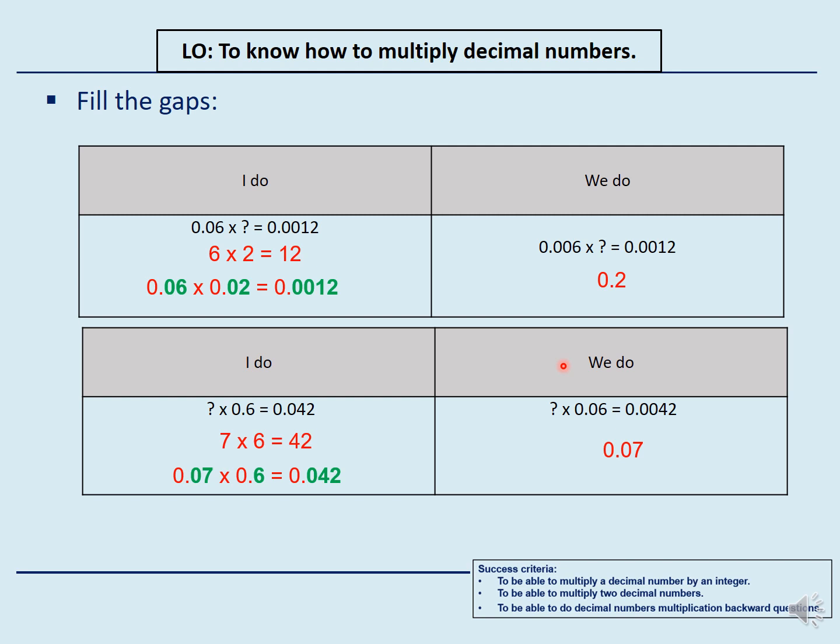Your answer is 0.07. As you can see, 7 times 6 is 42. Then you have 4 decimal places in here. You have 2 there. You need 2 more.